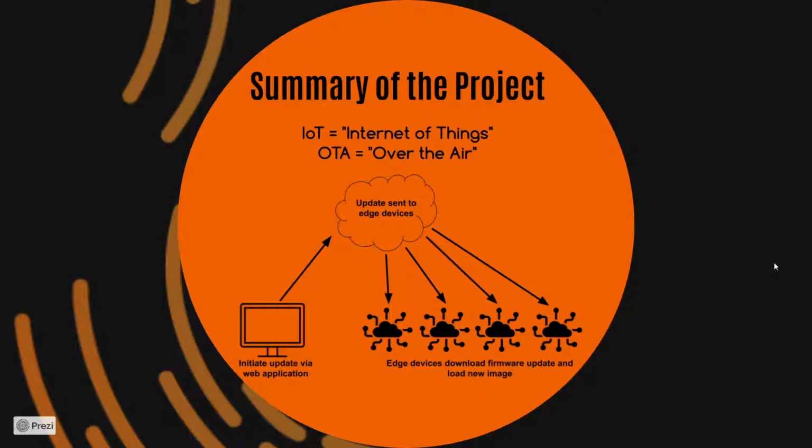for update. For our project, we used a web application to upload new firmware images to the cloud, and then edge devices, the IoT devices, download that firmware image and reboot to the image that they downloaded to perform the update. The main goal of this project was to create a portable library of functions to perform OTA updates for future IoT projects on various platforms.